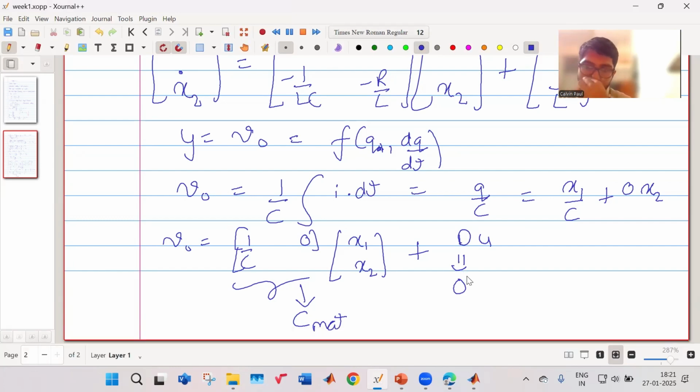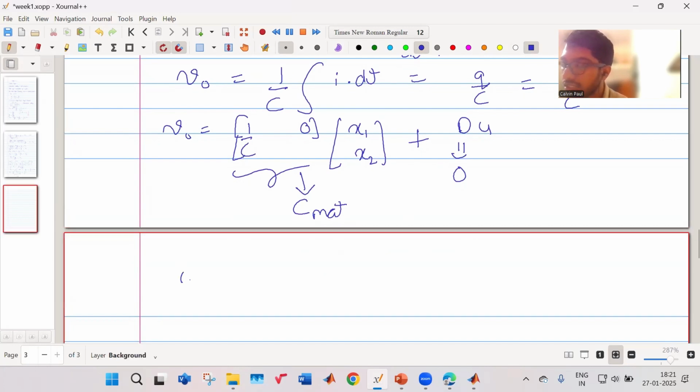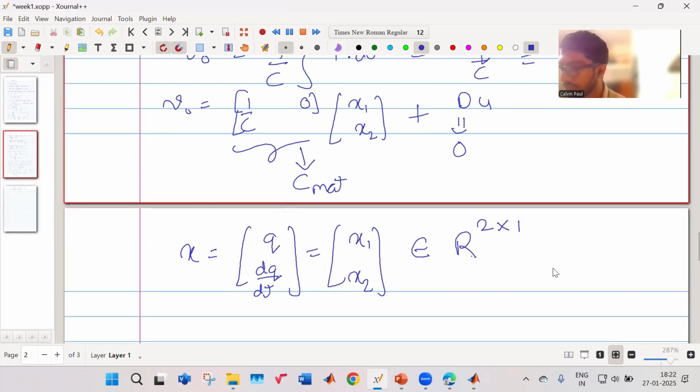Okay, so I hope till this point it is clear. Right? I hope it is clear. And I'd like to stress some points over here. That is, this state X, we write it as Q and dQ by dt. Okay. So this is x1 and x2. So this actually is in the real domain, it has a size of 2 cross 1. 2 rows, 1 column. Okay, my x is 2 rows, 1 column.